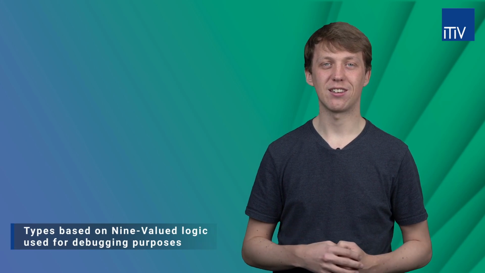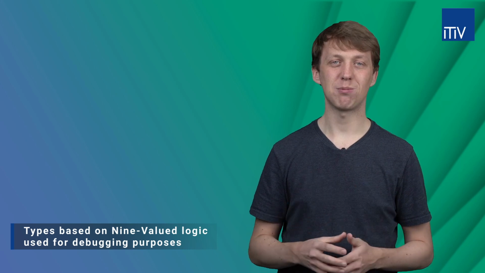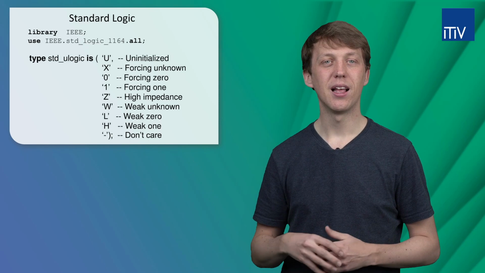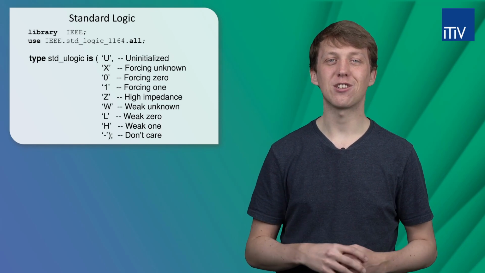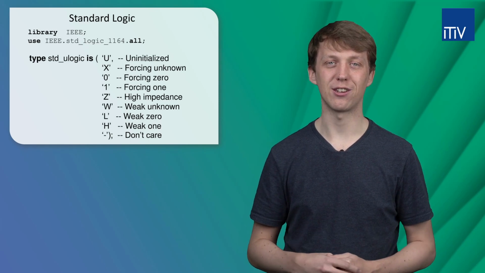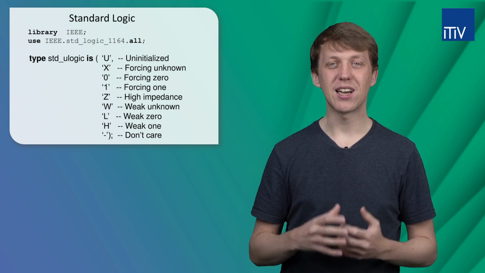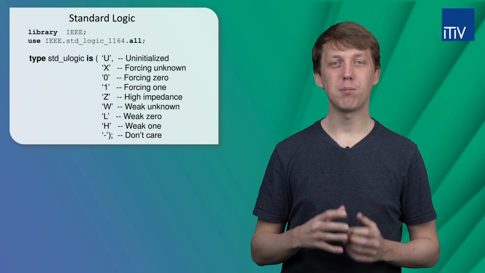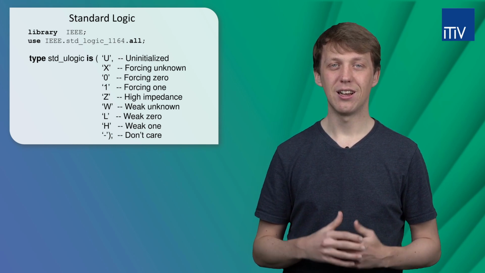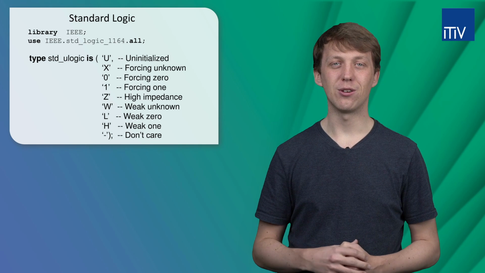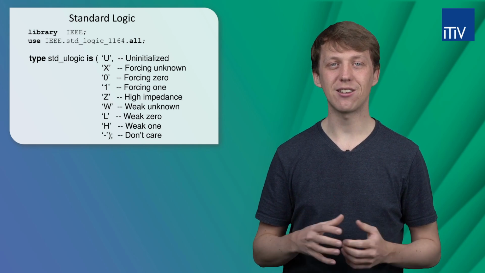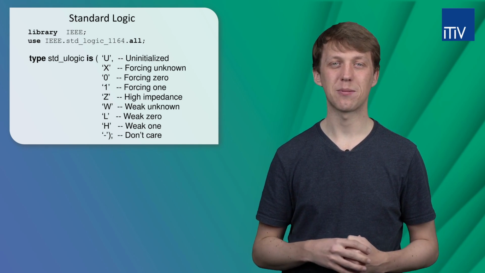Some of them are based on the 9-valued logic. As the name already suggests, this logic distinguishes between 9 different states, as you can see here. In this video, I want to focus on the two most important values, U and X. The U is assigned to signals which have not been initialized. This occurs if no value is assigned to the signal at the start of the simulation.